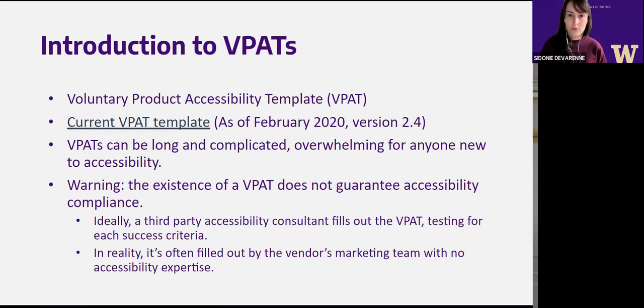A VPAT is a voluntary product accessibility template. There's a link on the slide here to the current VPAT report template, which is version 2.4 as of February 2020. The challenge with VPATs is they can be long and complicated and overwhelming to read, especially for anyone new to accessibility. And having a VPAT does not necessarily mean that a resource is accessible. Ideally, a third-party accessibility consultant will be the one filling out a VPAT for a company and testing for each success criteria. But in reality, it's often filled out by a vendor's marketing team who have very little accessibility expertise, and they've just been asked to fill out this form. So we get a whole range of results.